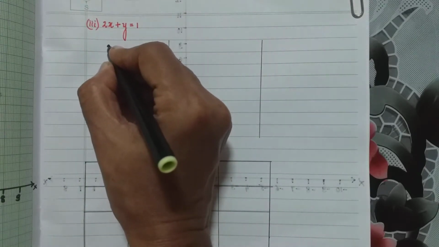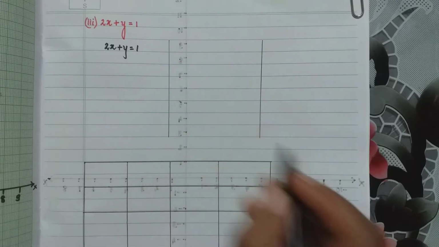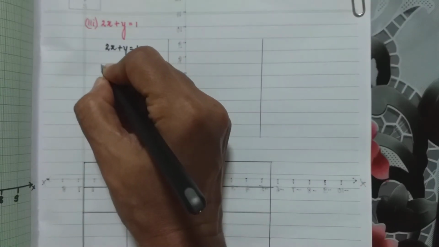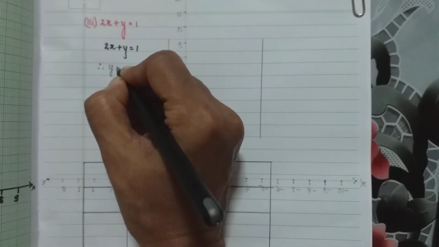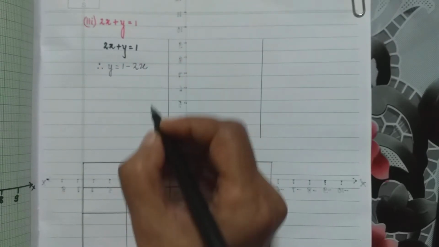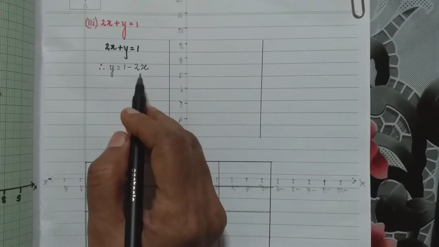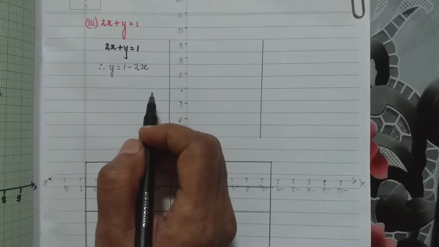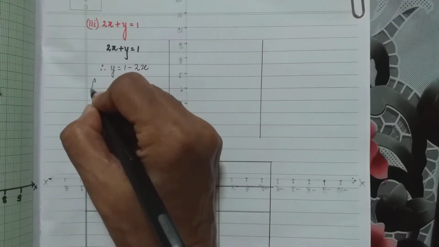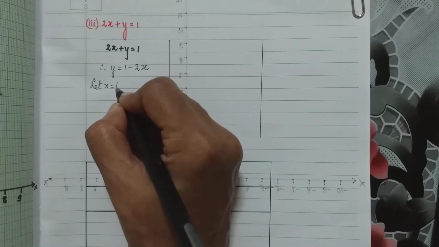So, let us write the equation 2x plus y equal to 1. Therefore, y is equal to 1 minus 2x. Now, once we get y is equal to 1 minus 2x, we can put values for x and get the corresponding value for y. So, first we put a positive value for x. Say, suppose I take x is equal to 4.